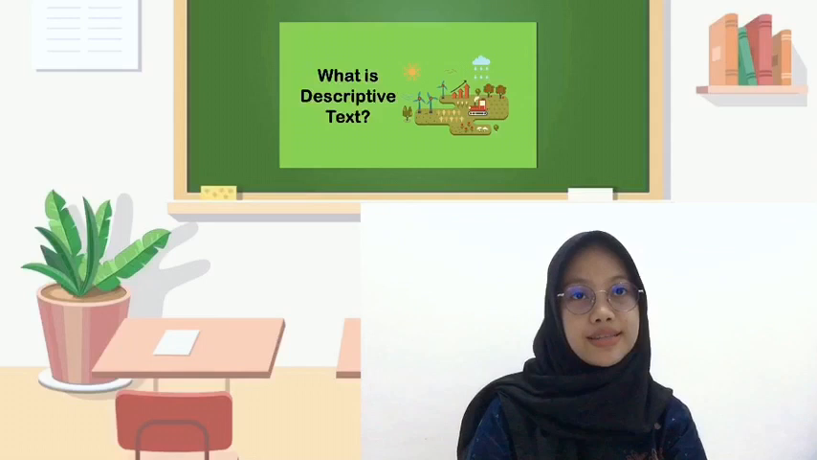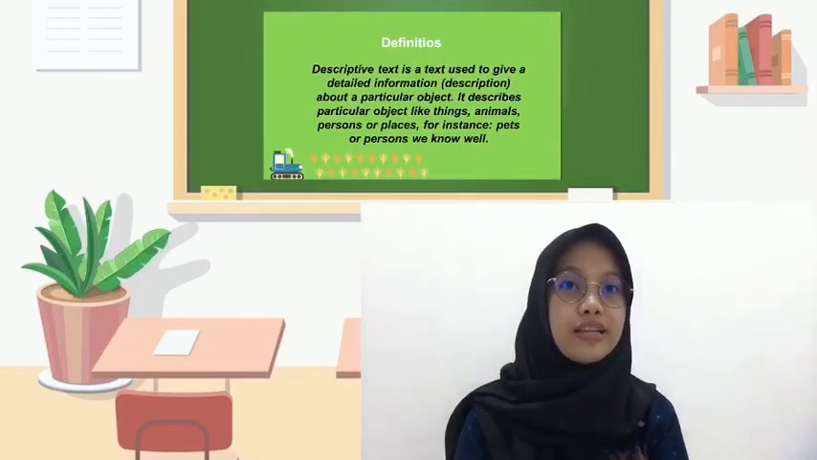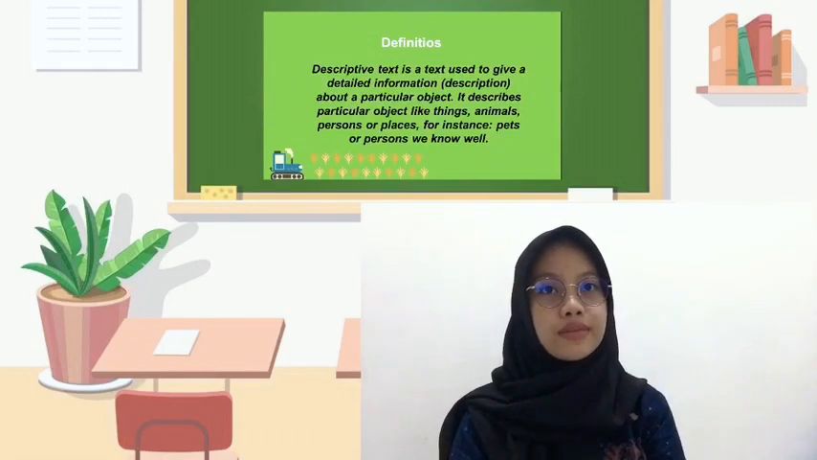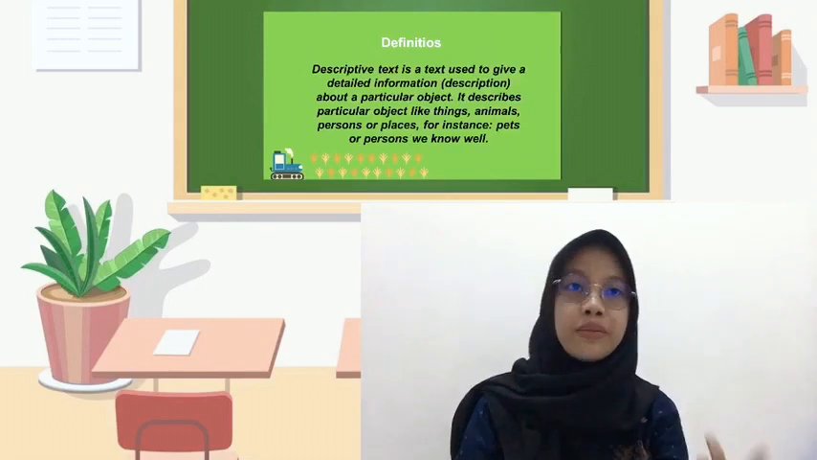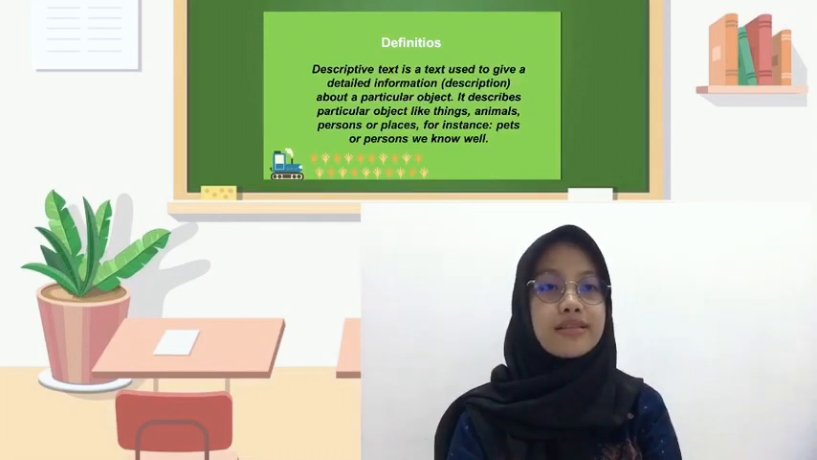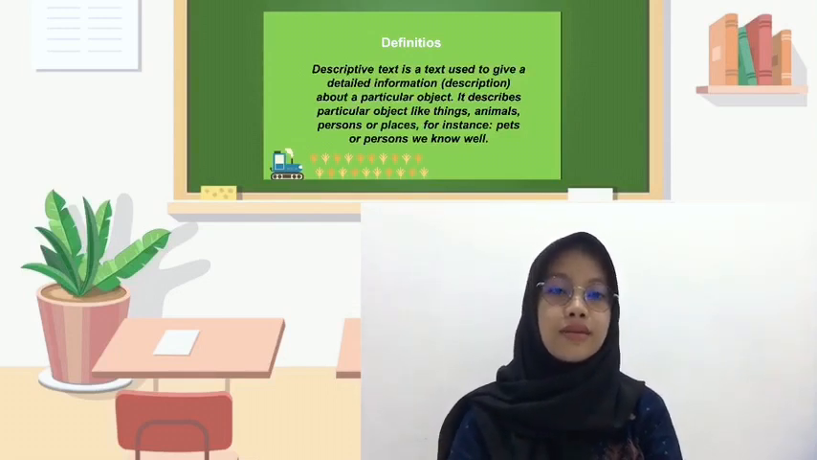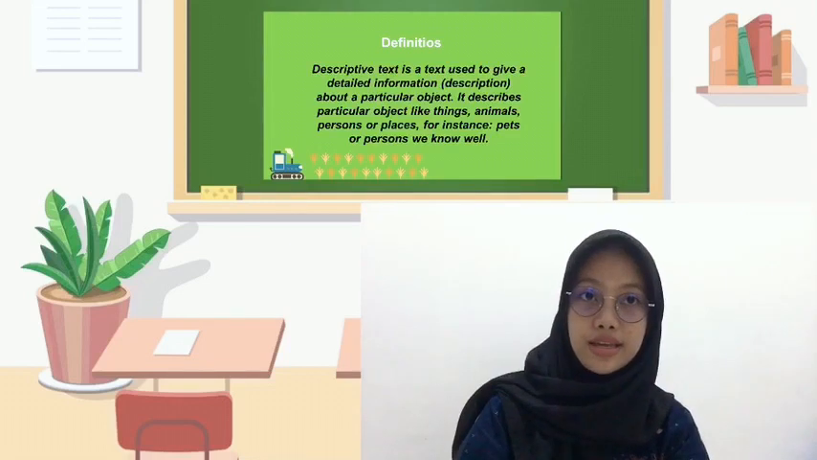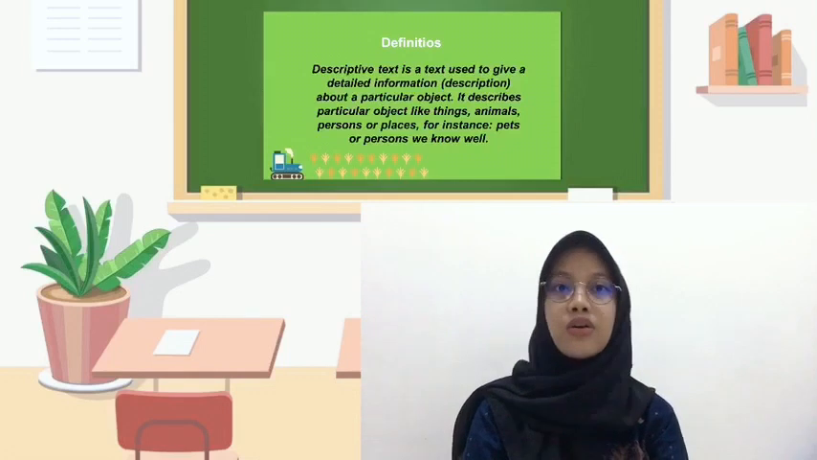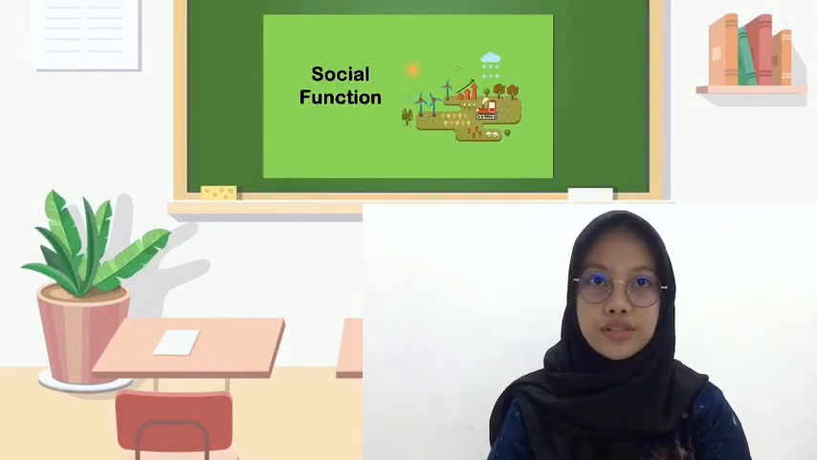My dear students, descriptive text is a text used to give detailed information about a particular object, like things, animals, person or places. For instance, pets or persons we know well. But in this learning activity, we will focus more on describing historical or famous places. Next is the social functions.